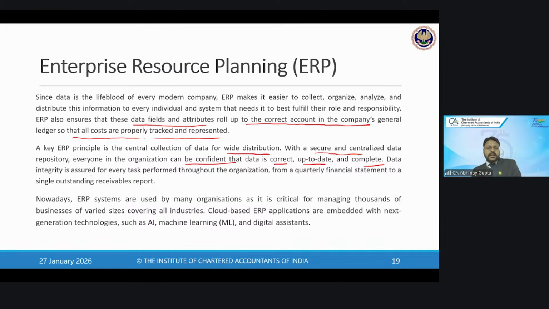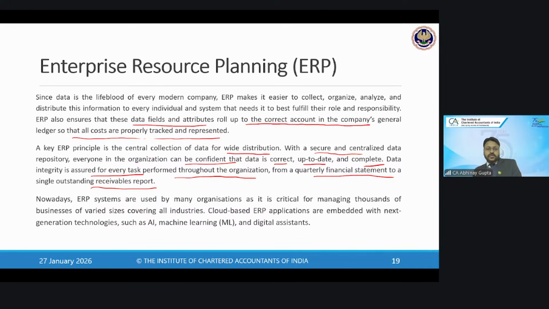Data integrity is assured for every task performed throughout the organization, from quarterly financial statements to the single outstanding receivables report, right? So if you are extracting the receivables report of pending debtors for collection, then this report will be updated as and when you extract it. It's not that you are extracting the report and there might be many more invoices already updated by the invoicing team into the ERP that are not reflected in your report. By the time you generate the report, whatever was there in the system will get reflected in your report. So that's the advantage of using the ERP, right?